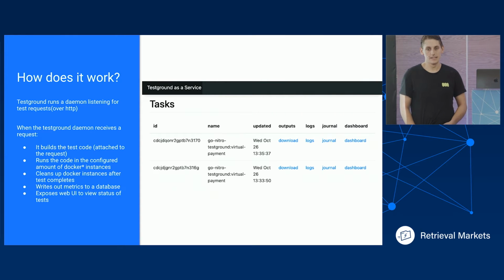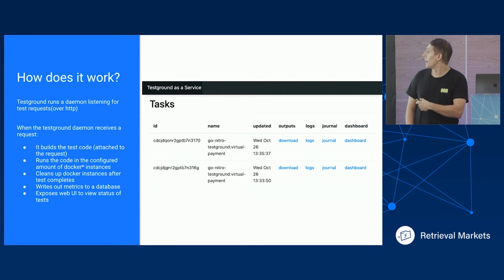So how does Testground work? It runs as a daemon listening for test requests. You can either have it running locally or, like we have, running on a cloud VM. When it receives a request, it builds your test code. It runs the code in a configurable amount of Docker instances. I have a little star there because you can also not use Docker, but that's just the way we do it. It handles cleaning up after your test is done, and it writes out any metrics you captured to a database. It also exposes a nice web UI where you can check the status of your test runs, see if they've succeeded, and it has links to logs and some artifacts.